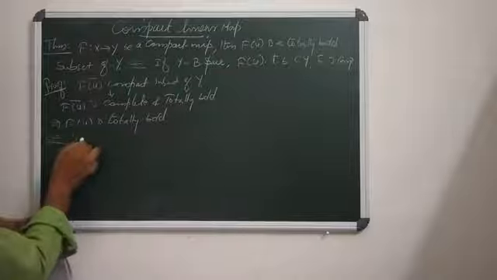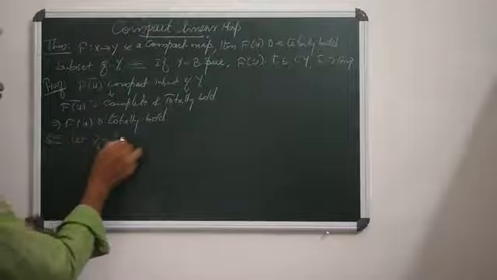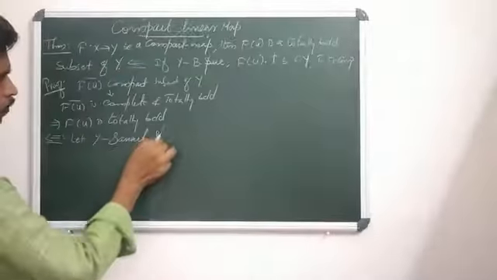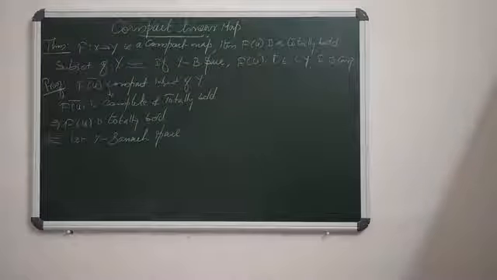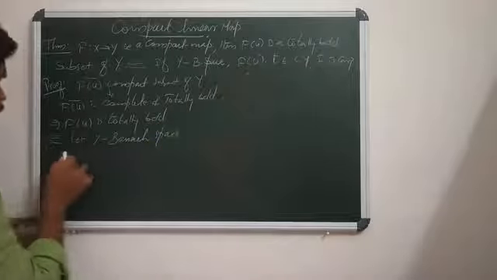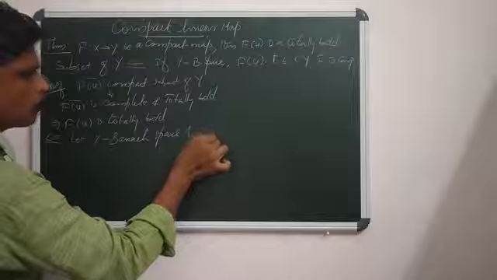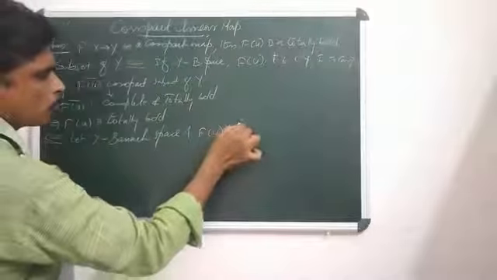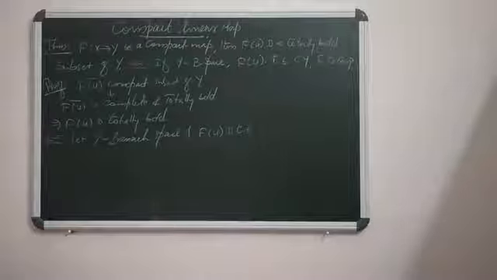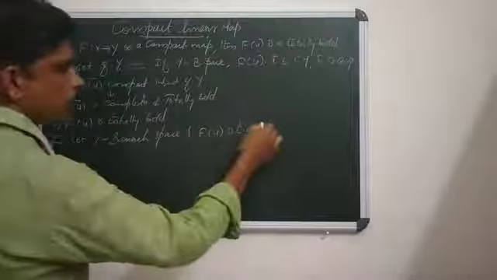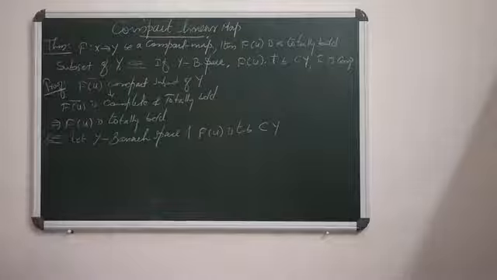Conversely, let Y be a Banach space. Y is a Banach space means it is a complete normed linear space. The completeness is strictly preserved. Y is complete. And what is f? For every open ball U in X, f of U is totally bounded. F of U is a totally bounded subset of Y.